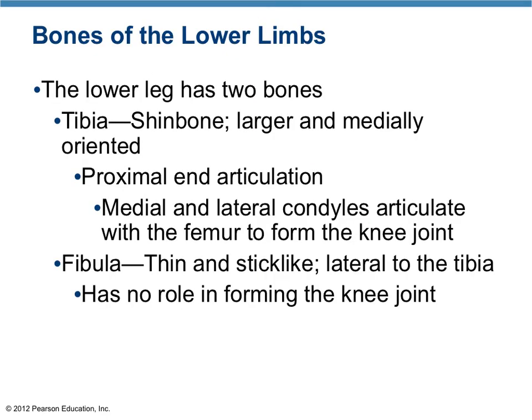The lower leg has two bones. So one of them is the tibia. That's the one that's the shin bone. It's larger and it's medially oriented. It is the weight-bearing bone of the lower leg, and it's the one that articulates with the femur to form the knee. The fibula is thin and stick-like. It's lateral to the tibia, and it has no role in forming the knee joint. It's not really a weight-bearing bone, but it does help with muscle attachments and support.